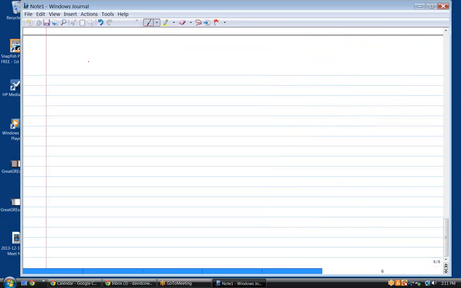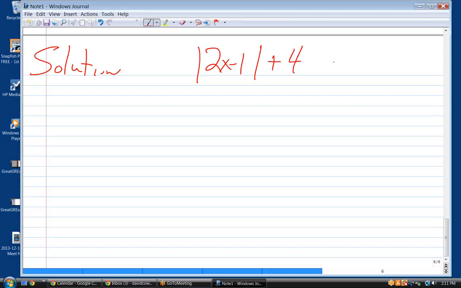Okay, so the next one says find the solution, and it's the absolute value of 2x minus 1, and then on the outside, plus 4 equals 4. First of all, tell me what this means.